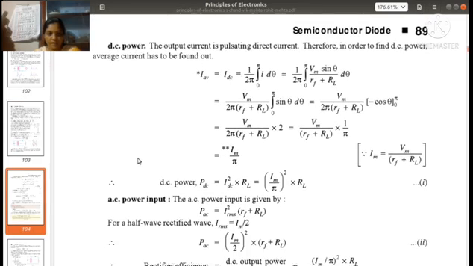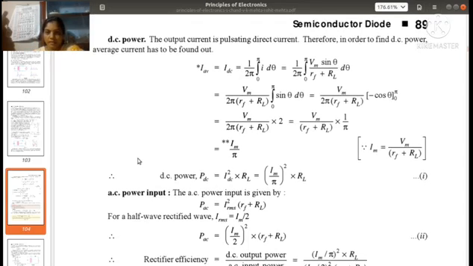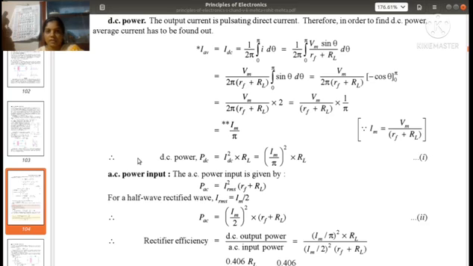We need to calculate the DC power and AC power in order to calculate the rectifier efficiency. First, the DC power. The output current is pulsating DC current. Therefore, in order to find the DC power, the average current has to be found out. The direct current at the output is pulsating in nature, so we need to find the average of this current.